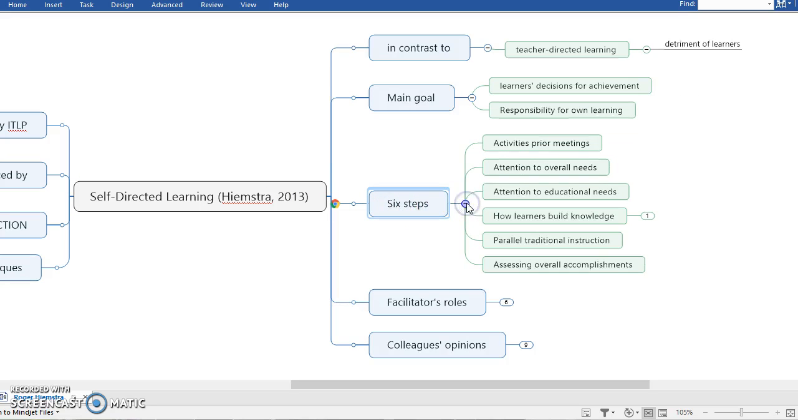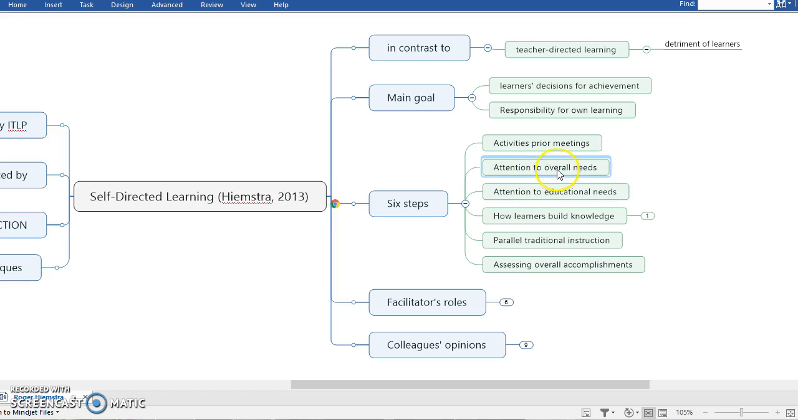This self-directed learning model is seen in six different steps. First of all, activities prior to meetings with learners. In this conception of learning, the teacher is not seen as a teacher per se, but as a facilitator. This facilitator has to prepare, to design materials and courses according to what the learners might need. The second step is attention to overall needs, which has to do with physical, emotional, social, and environmental needs, the different overall needs that learners might bring to the course when they are starting.